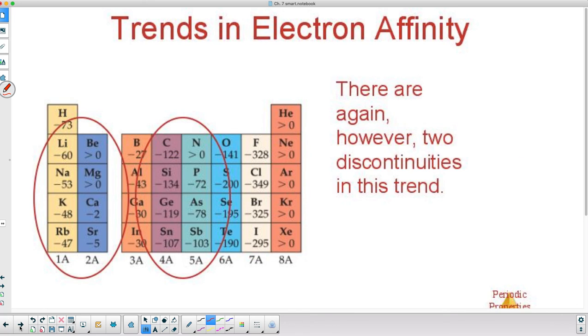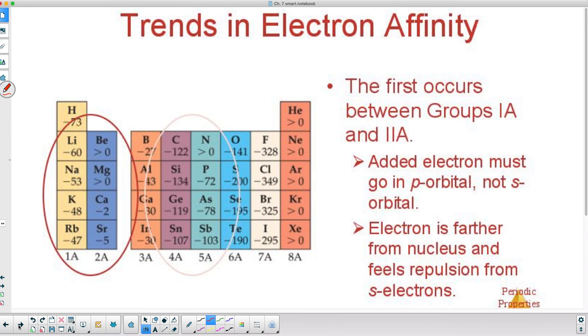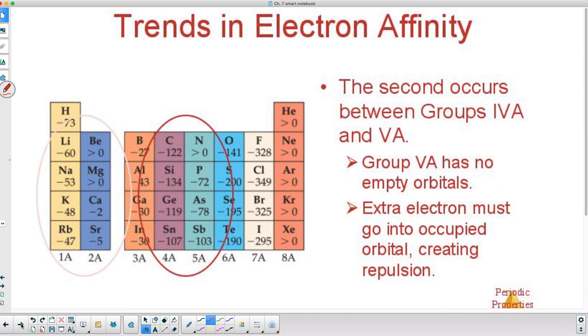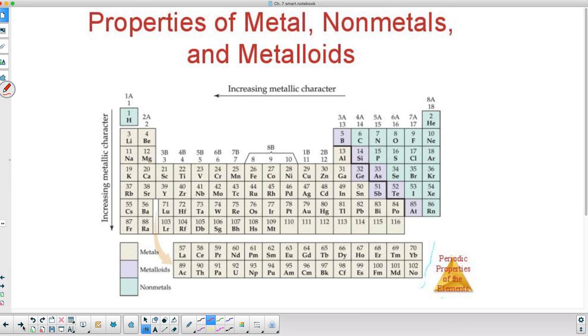So electron affinity, again, there are, however, discontinuities in this trend, and I just showed them to you. The first occurs between groups 1A and 2A. Added electrons must go into p orbitals, not s orbitals. The electrons are further from the nucleus and feel repulsion from the s electrons. That's good stuff. The second occurs between groups 4A and 5A. Group 5A has no empty orbitals, and the extra electron must go into an occupied orbital, which is why you see that change.